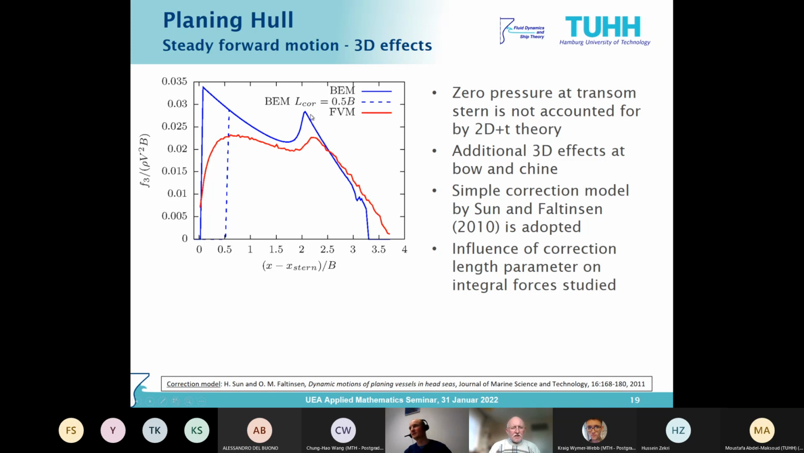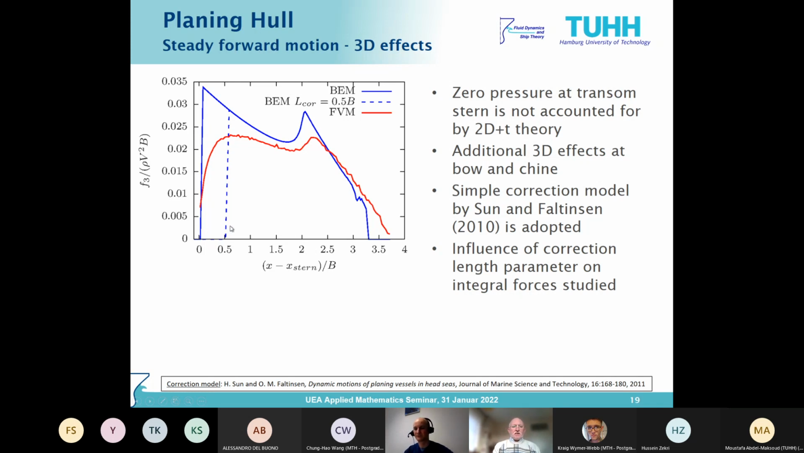Yes, this is like, if we apply the correction model with this parameter, then the vertical force distribution will look like this. It will end not at the stern, but will end here at 0.5 B. But does it mean that you just cut the force or pressures at the stern? Yes.